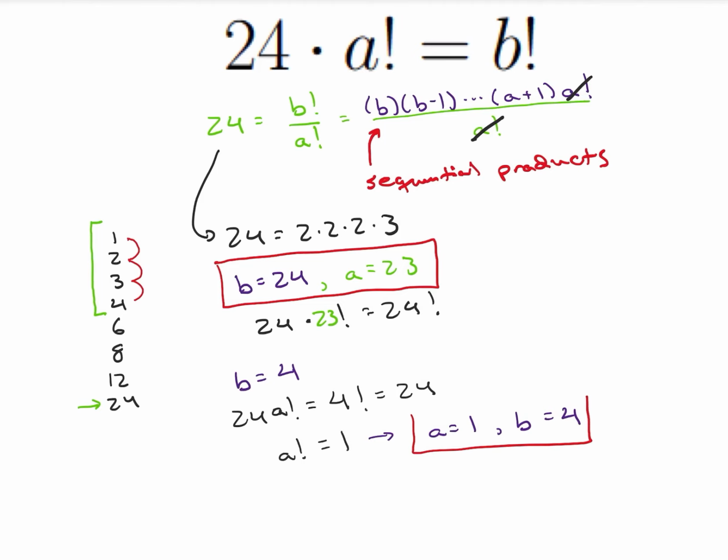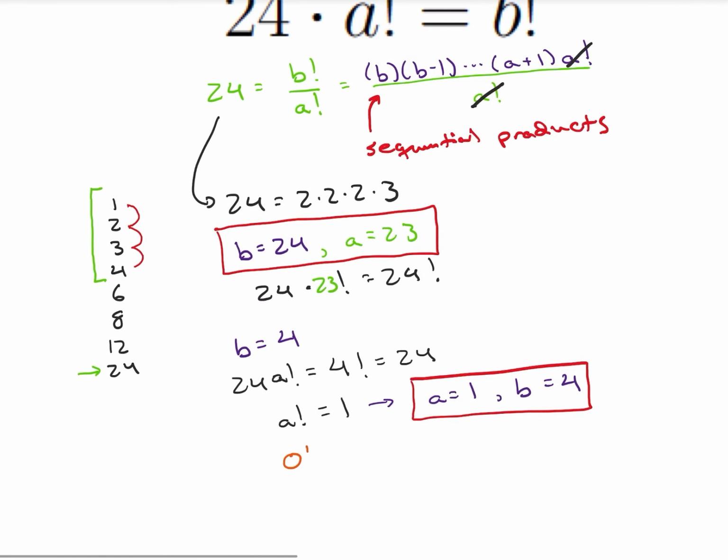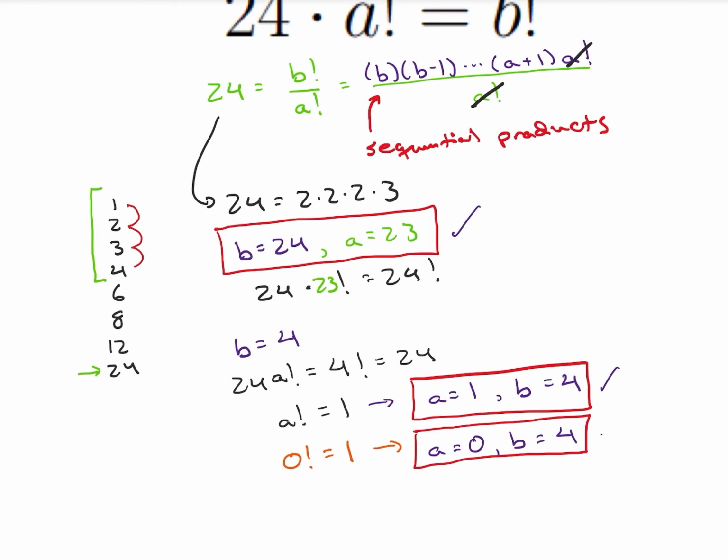There's also one kind of sneaky solution in here. It also happens to be true that 0 factorial is equal to 1. I know that doesn't really make sense with how we defined factorial above, and you may see a future video where I go into some details about why that's true, but with a slightly different definition of factorial, we show that 0 factorial is equal to 1. So our two solutions that come out of that scenario are a equals 1, b equals 4, and a equals 0, b equals 4. So these are the three solutions to our equation.